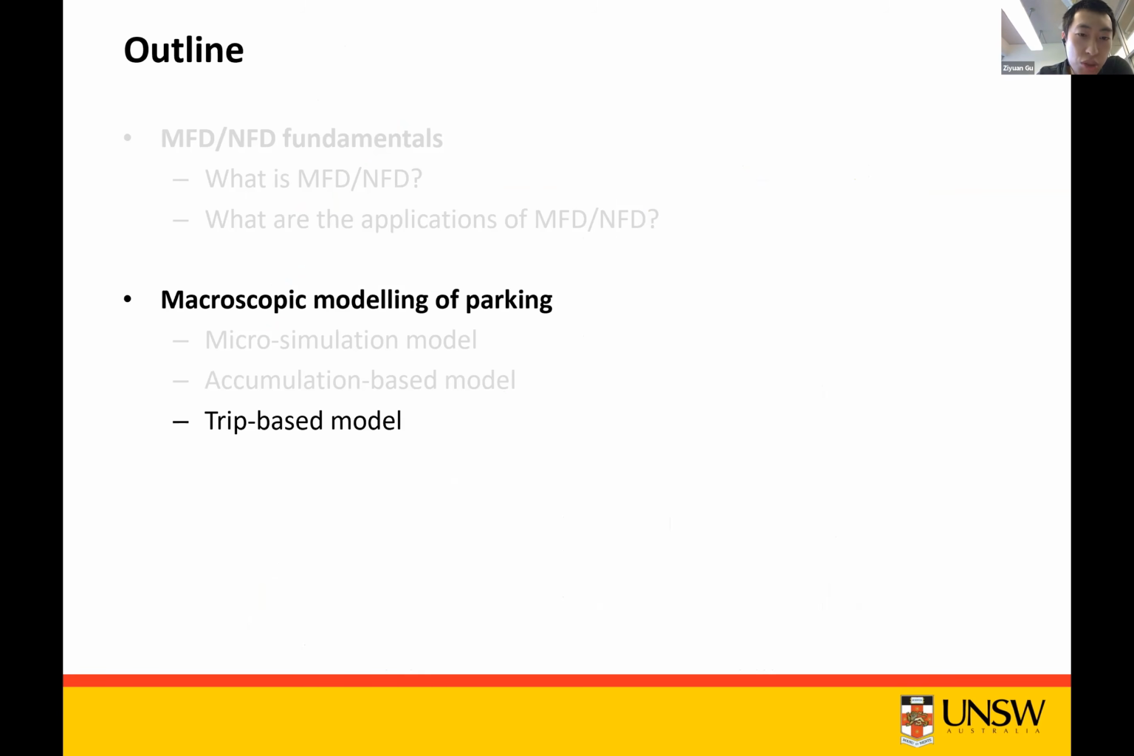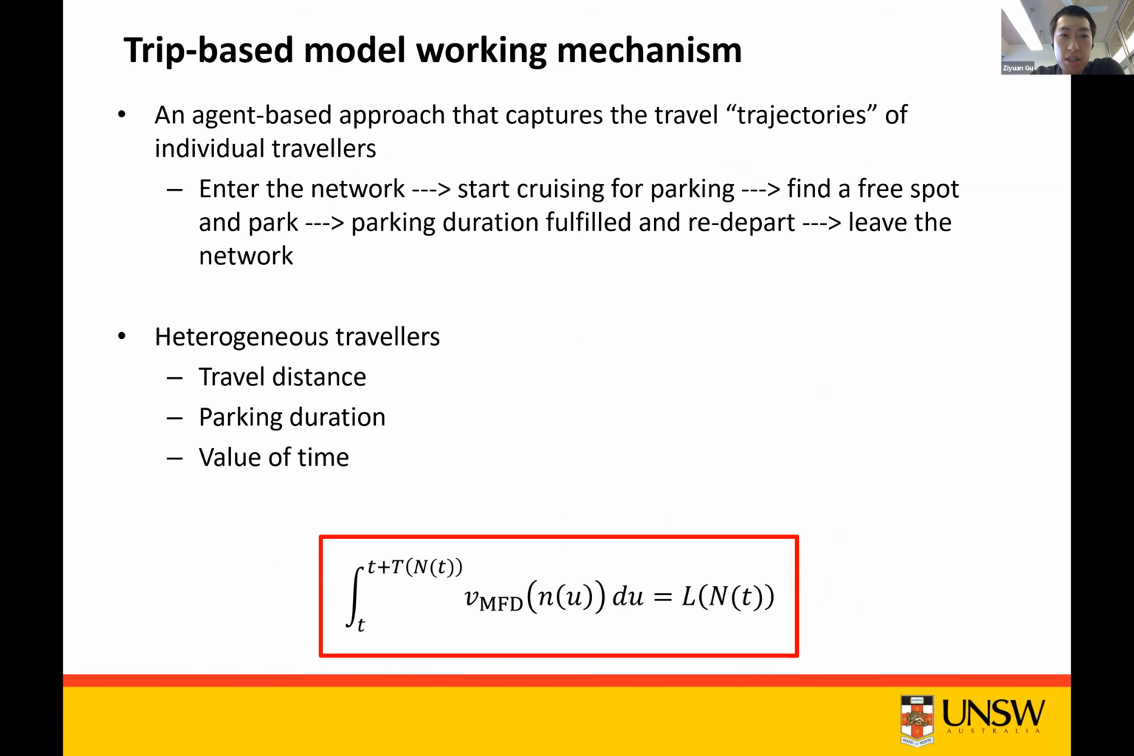The third model is the trip-based model. Different from the accumulation-based model, we're now not tracking the accumulation. Instead, we are tracking the travel trajectories of each individual. But here, the trajectory is a little bit different from its normal meaning. The trajectories are actually trajectories of events. For example, this is a simple trajectory of a traveler. First, the traveler enters the network, then starts cruising for parking, then finds a free parking spot and parks, then the parking duration is fulfilled and they redepart, and finally leave the network. So these are the event trajectory of this traveler.